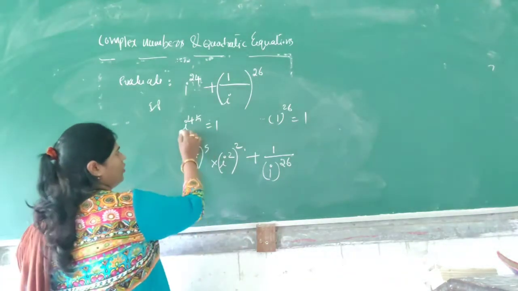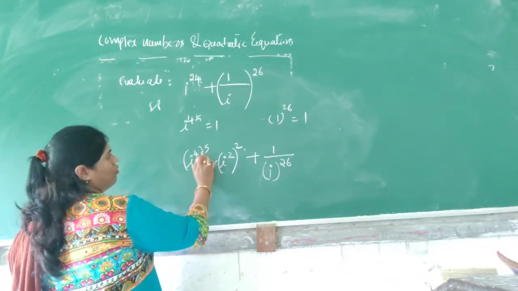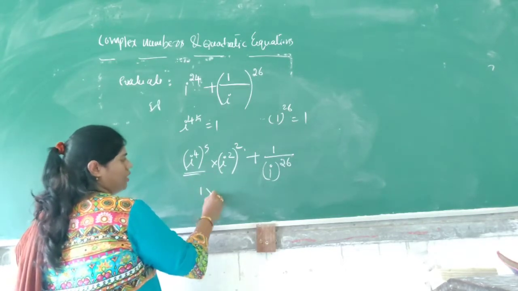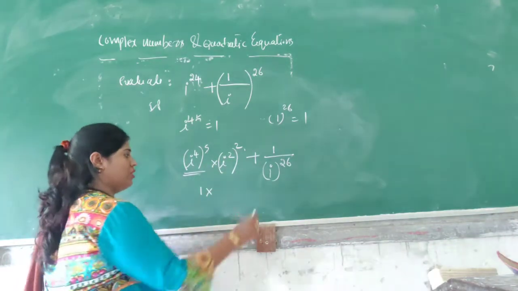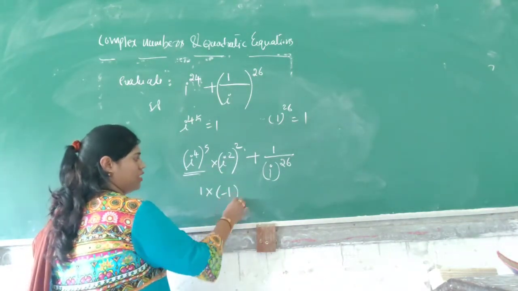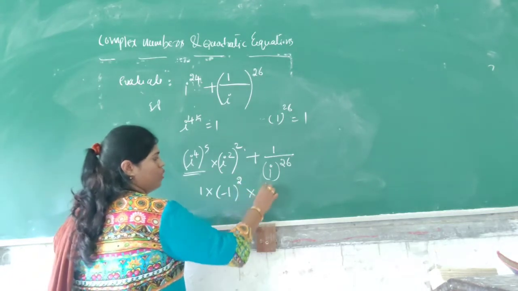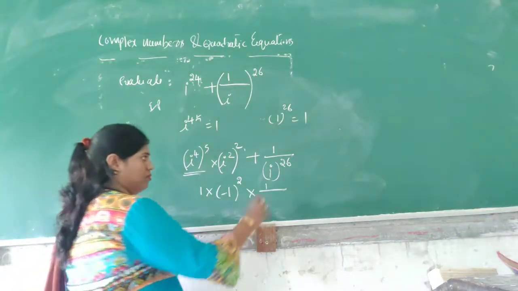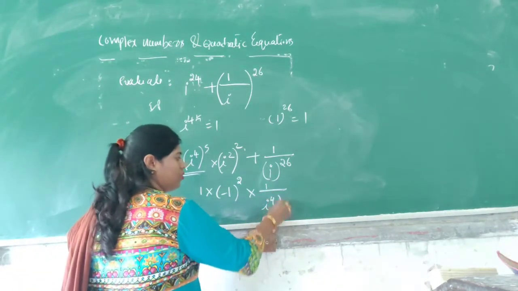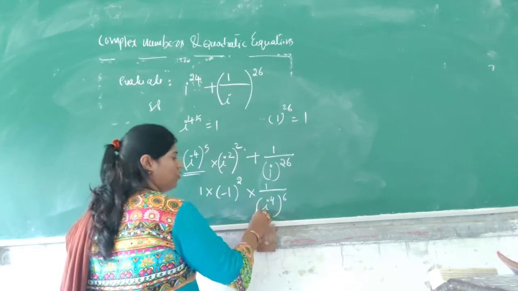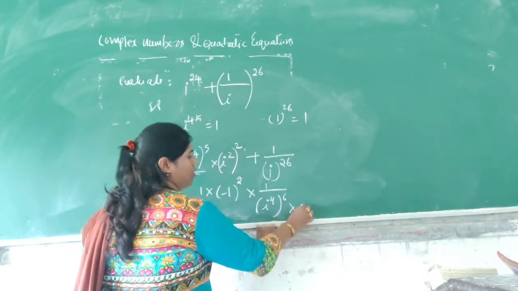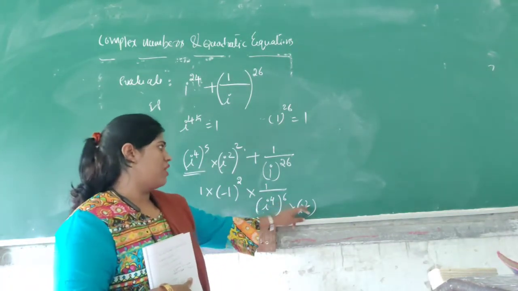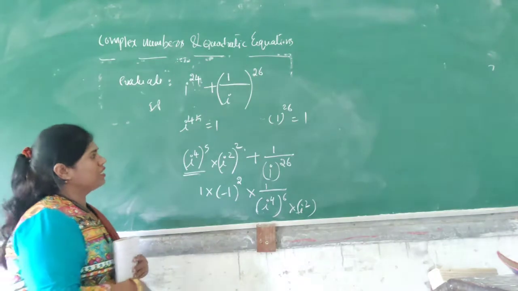26. And this one we know i to the power of 4k is equal to 1. And what is i square value? In the previous class we have learned it is minus 1. To the power 26, how many times? 6 fours are 24, and what is remaining? i square is remaining. 6 fours are 24 plus 2, which is equal to 26.